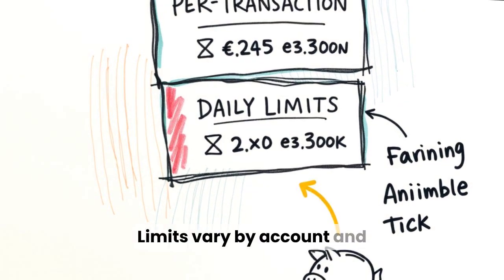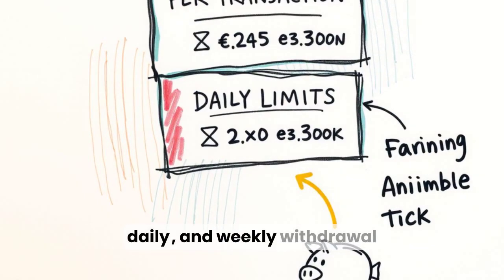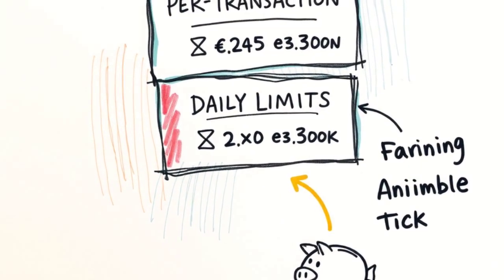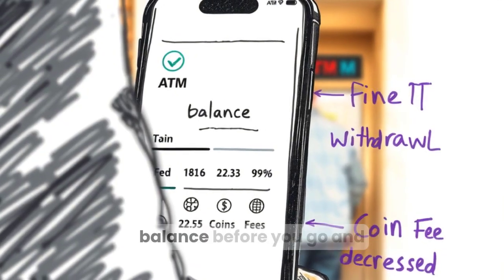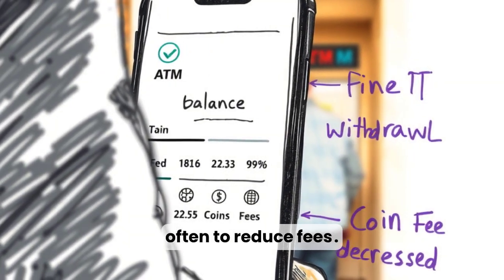Limits vary by account and parental controls. You may have per transaction, daily, and weekly withdrawal limits set in the app. To avoid surprises, check your balance before you go and withdraw larger amounts less often to reduce fees.